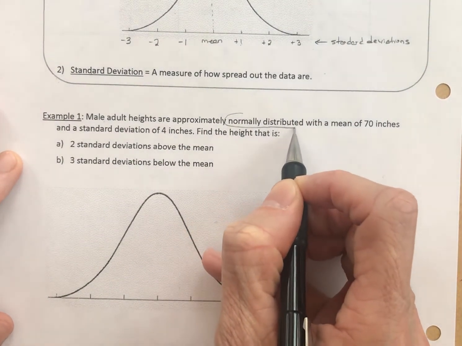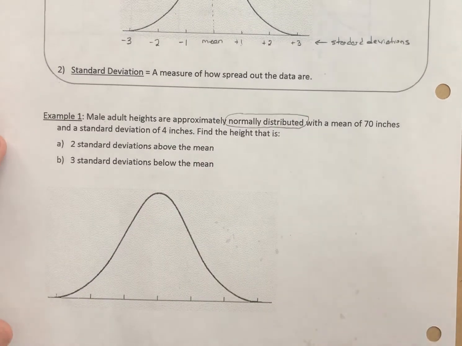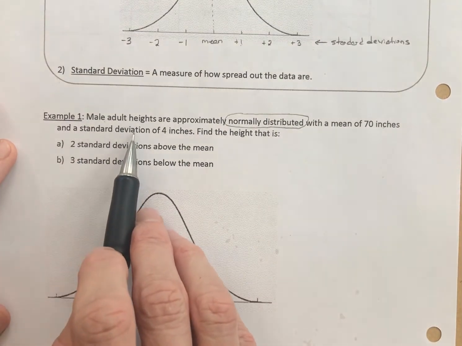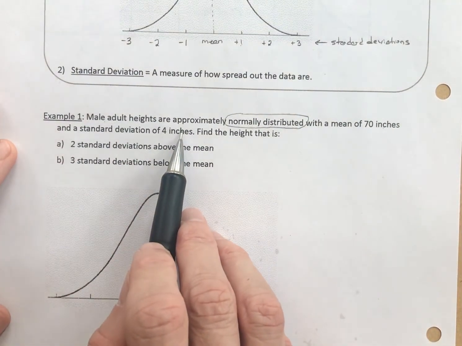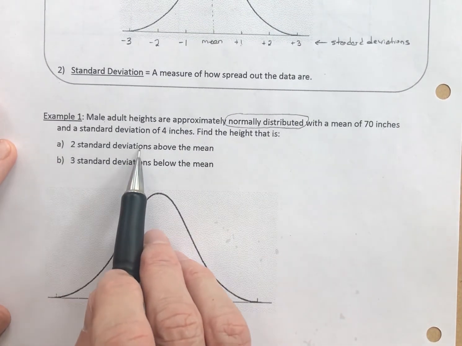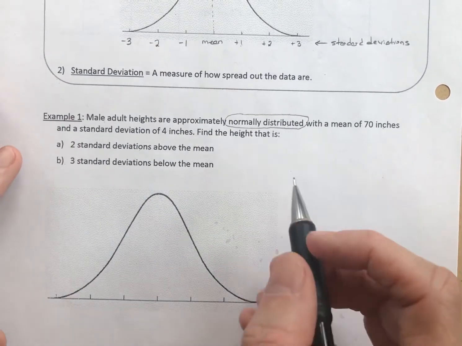Example 1: male adult heights are approximately normally distributed, and that's key. We have to be told that things are normally distributed in order to use the normal distribution, with a mean of 70 inches and a standard deviation of 4 inches. Find the height that is A, 2 standard deviations above the mean, B, 3 standard deviations above the mean.